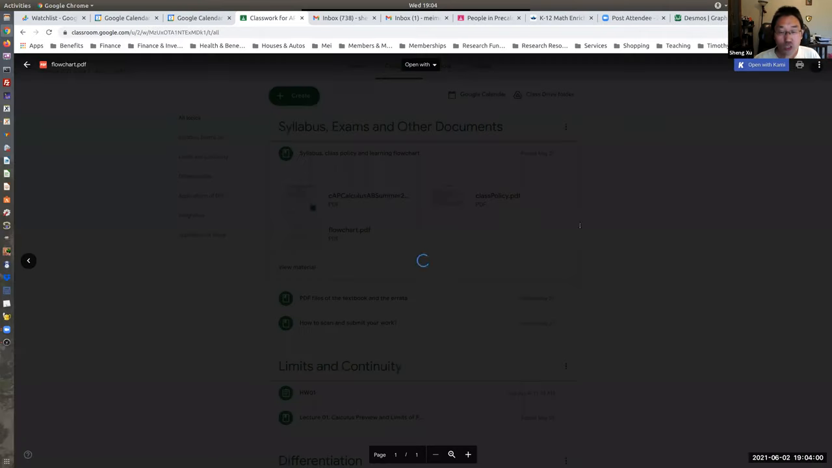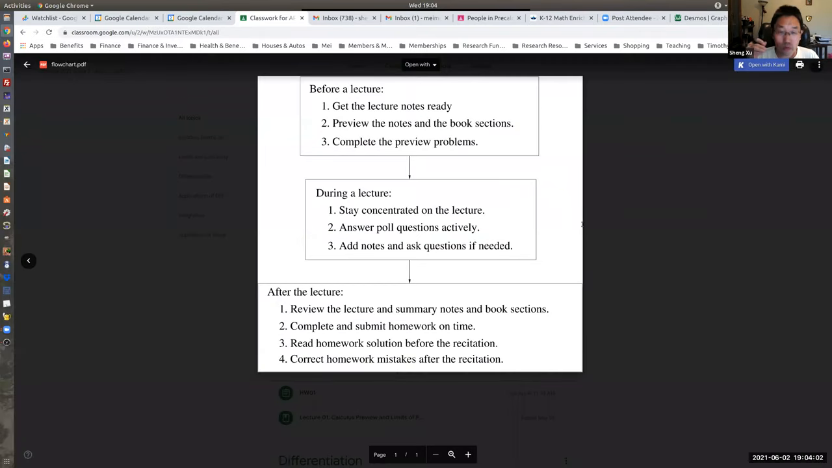I have a flow chart for the learning process. I want you guys to try to follow this procedure here. So before a lecture, please get the lecture notes ready.